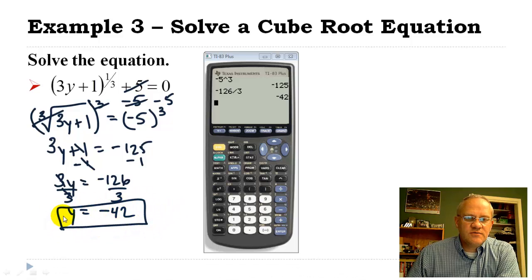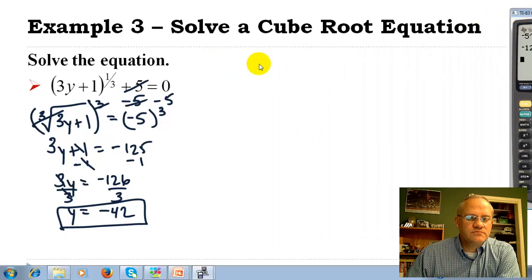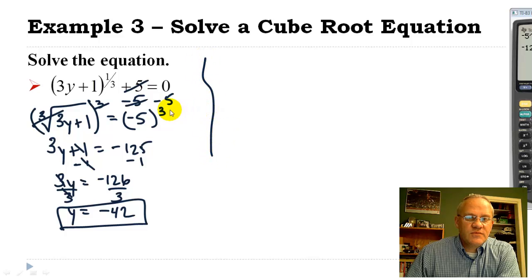So it looks like we've got an answer of negative 42. But it is a radical, and so we might want to check this answer just to make sure that we've got the right thing here. And so let's plug in negative 42. I'm going to just use it in the form where it's the cubed root.